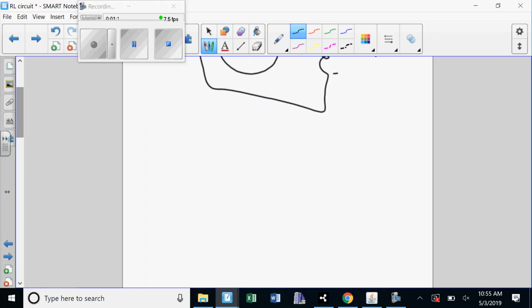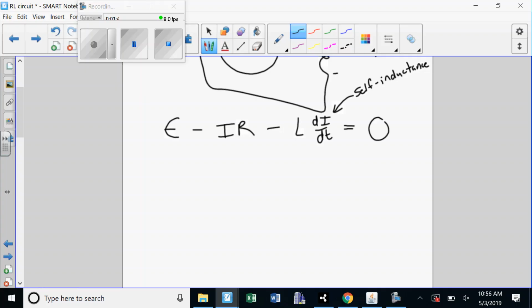Okay? So as I go across my loop clockwise, both the resistor and the inductor are drops in voltage. So I can set up the Kirchhoff loop rule. It is the voltage gain of the battery, epsilon, minus the voltage drop across the resistor, I r, minus the voltage drop across the inductor. But remember, the voltage on the inductor is just L di/dt. Again, that is self-inductance based on the magnetic field that's created from the current going through the inductor. And again, the sum of all the voltages around the closed loop has to equal 0.